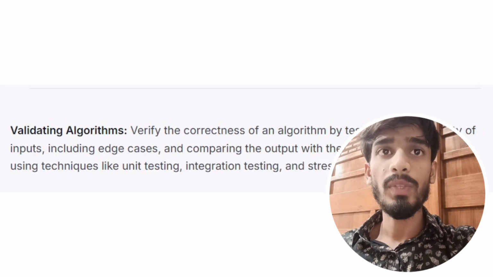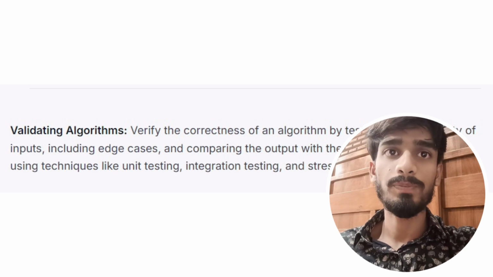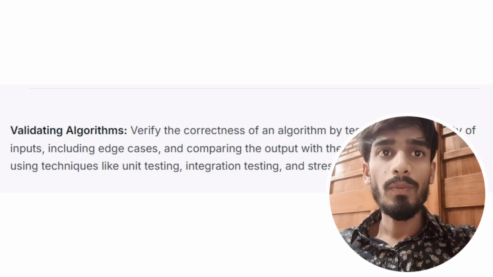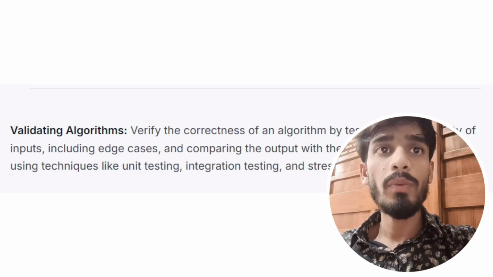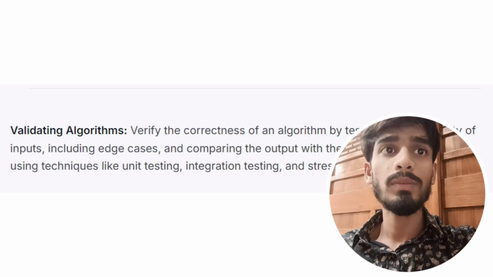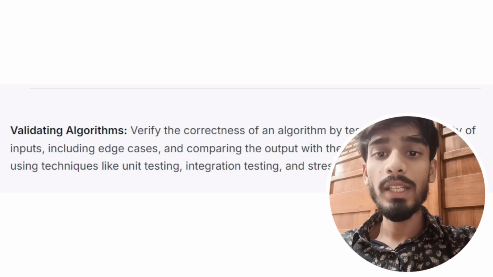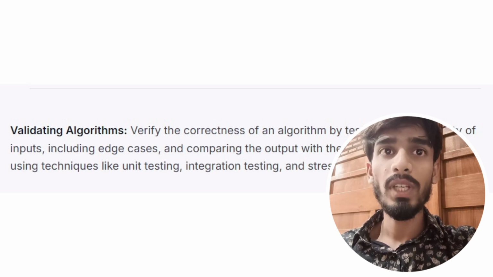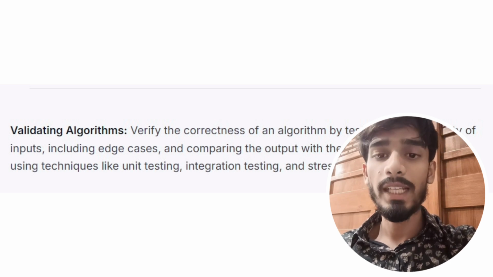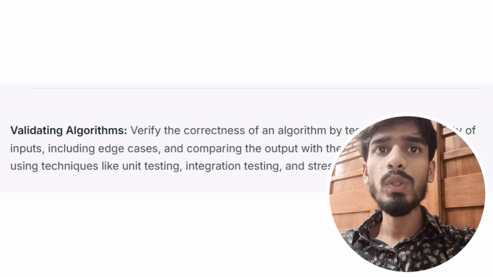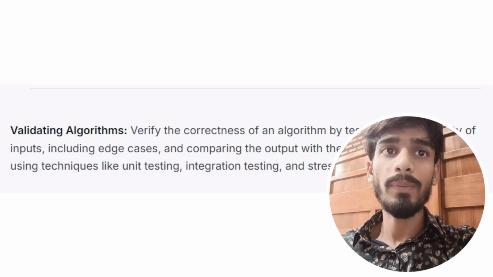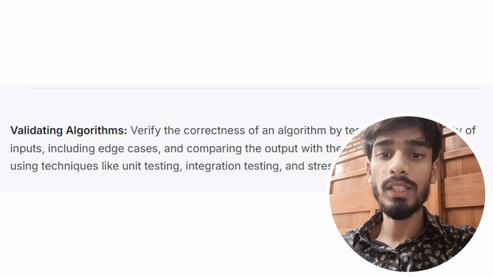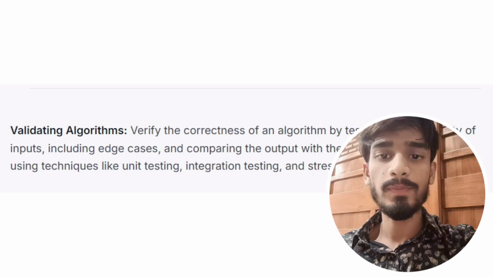Fourth important point, how to validate algorithms. We validate algorithms by verifying the correctness of an algorithm by testing it with a variety of inputs, including edge cases, and comparing the output with the expected results, often using techniques like unit testing, integration testing, and stress testing.